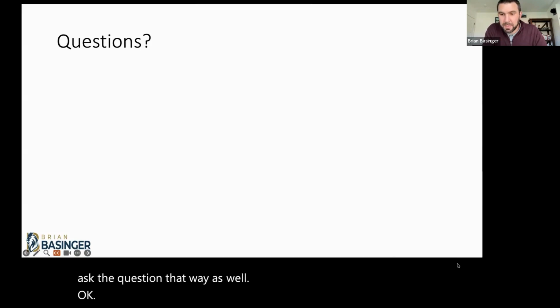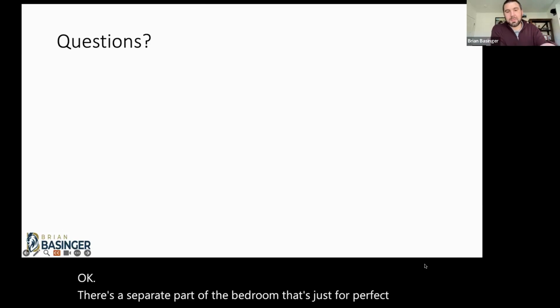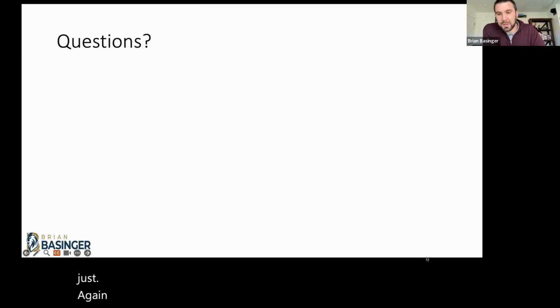There's a separate part of the bedroom that's just for, yeah, perfect. So yeah, just again, imaginary line around that, and that's your dedicated space.